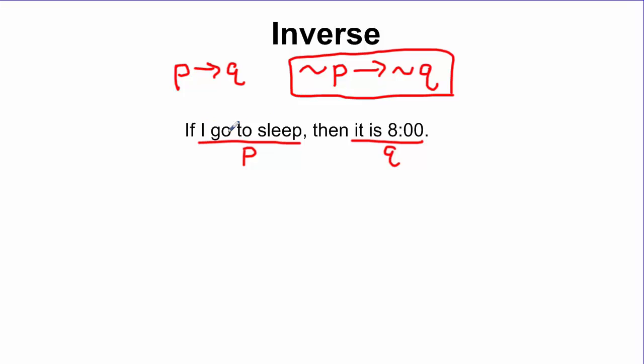If I want to do the inverse of this conditional statement, I am going to negate I go to sleep, and I have to negate it is 8 o'clock. So when we negate, we're going to add the word not. So we're making it like the opposite truth. So if I go to sleep, the negation of that means I did not go to sleep. If it's 8 o'clock, the negation of that would be it's not 8 o'clock.